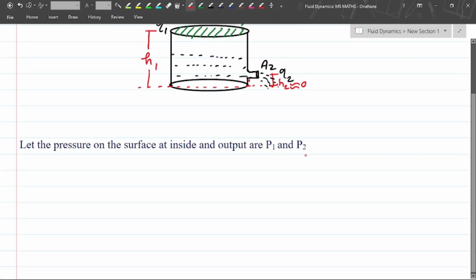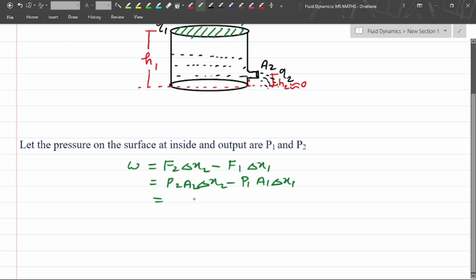Let the pressures on the surfaces at the inside be P1 and P2, then the work done is basically F2 del x2 minus F1 del x1. Then it is basically P2 times area. We can write it this way: P2 A2 del x2 minus P1 A1 del x1. So we can write it as P2 V2 minus P1 V1, but the volumes are the same. So we can write (P2 minus P1) into V1.